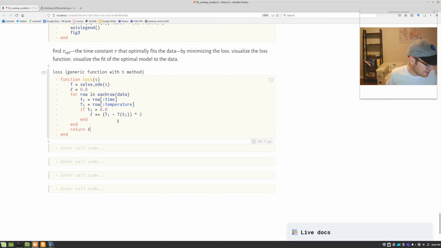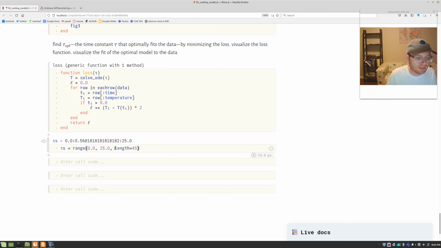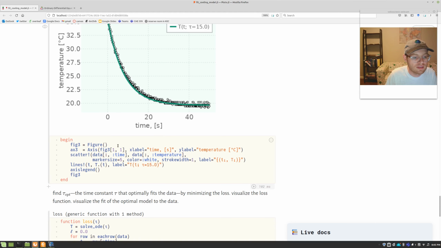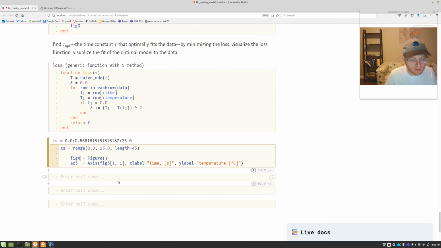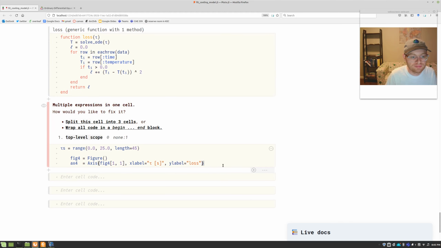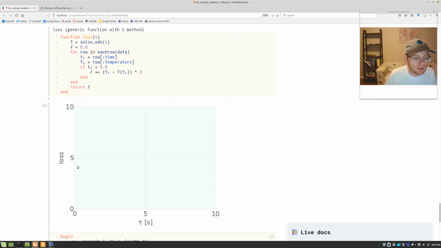In this case, we can actually visualize the loss, which is kind of cool because it's one-dimensional. So let's say it's between 0 and 25. We know tau is somewhere in there. Length equals 45. So we can actually visualize the loss. I'll show you this. We're going to look at the loss, figure 4. On the x-axis, we're going to have tau, the tau that we choose, and then here we're going to have loss. I'm going to show you what it looks like.